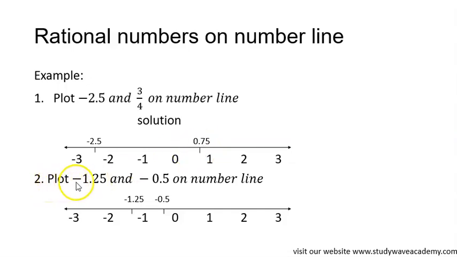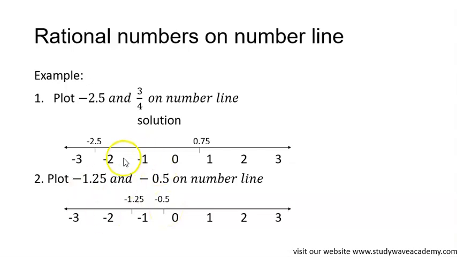So next we have to plot minus 1.25 and minus 0.5 on the number line. So minus 1.25 is located here. This is minus 1. So it's located somewhere here before minus 2, okay? Minus 1.25 is located somewhere here. And minus 0.5 is located somewhere before 0 here. This is like half before minus 1. So we have plotted minus 1.25 here and minus 0.5 here on the number line.